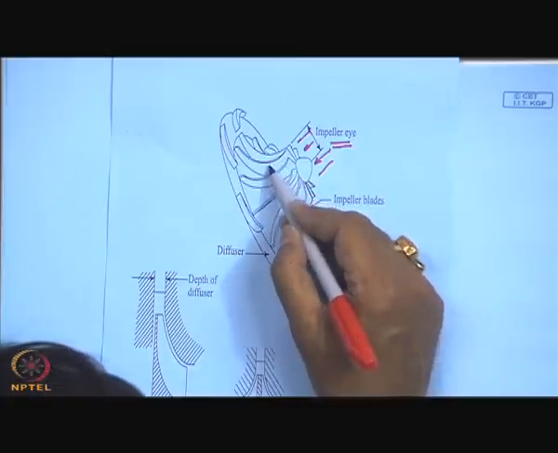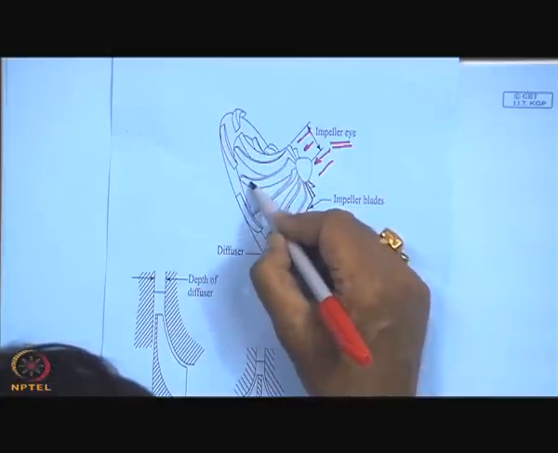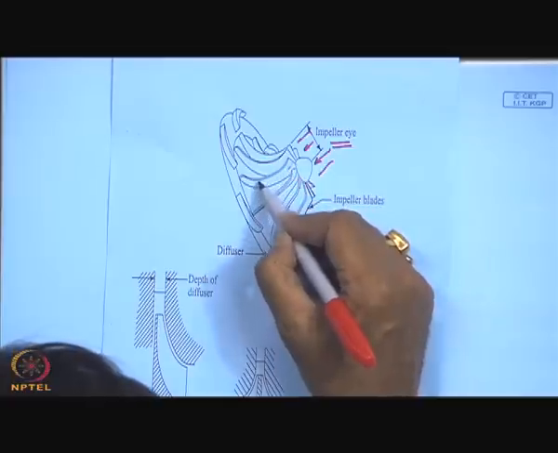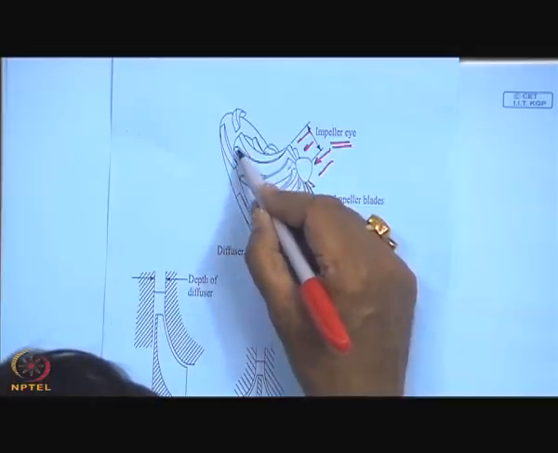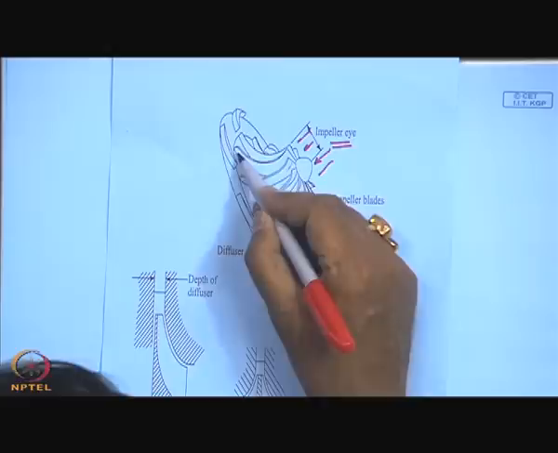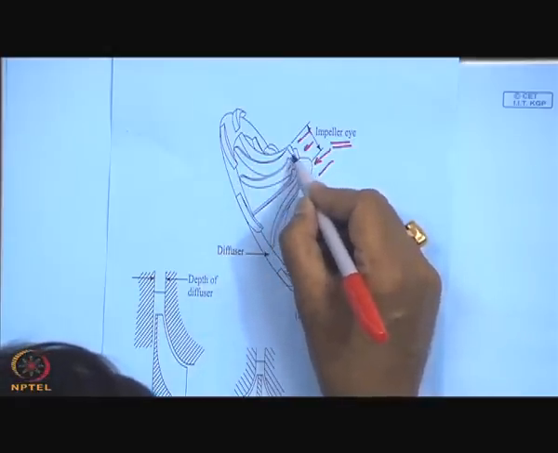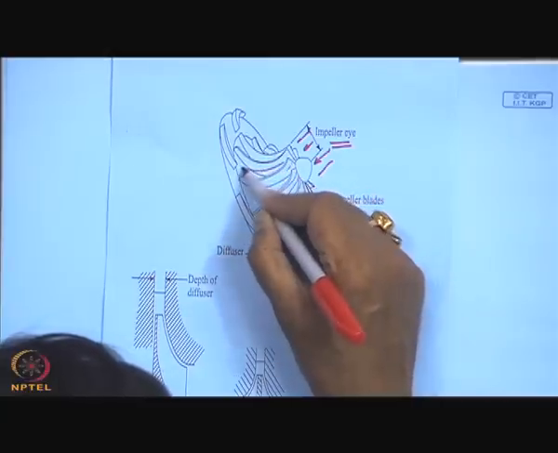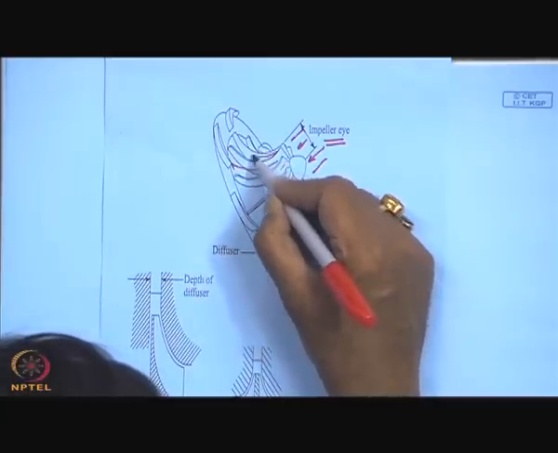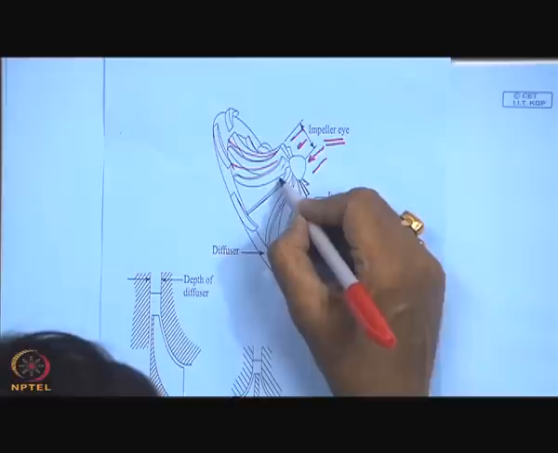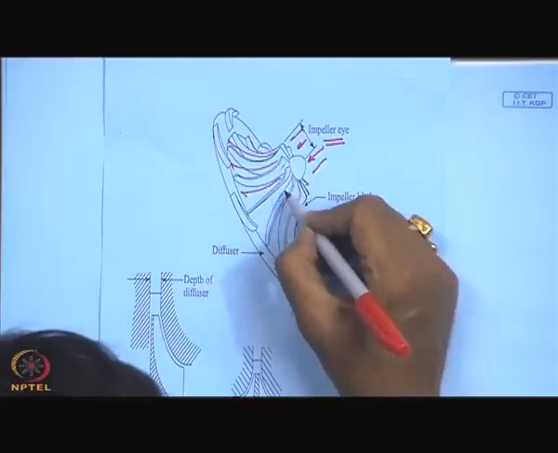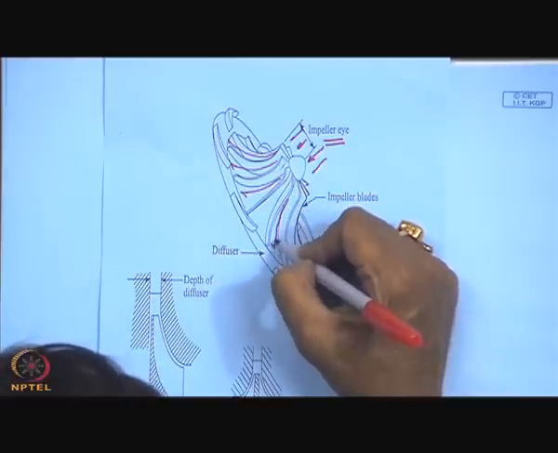Now, there are vanes like this. These are the vanes which are curved initially, and then at the outlet they are more or less radial and flat. The fluid which is sucked in changes direction and flows like this. Try to understand, it flows like this. This is a radially outward flow machine.